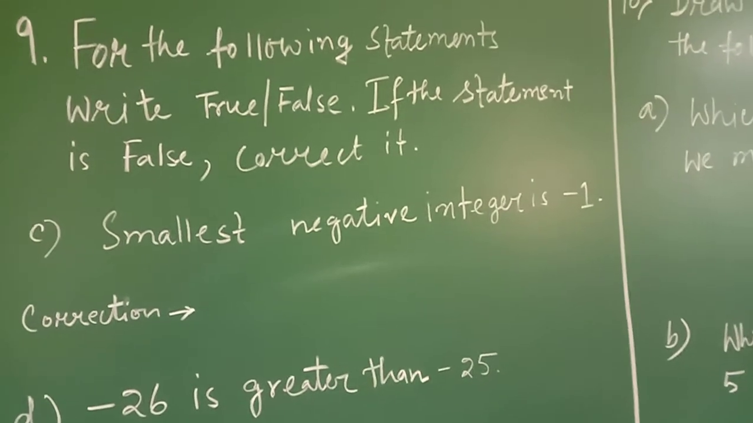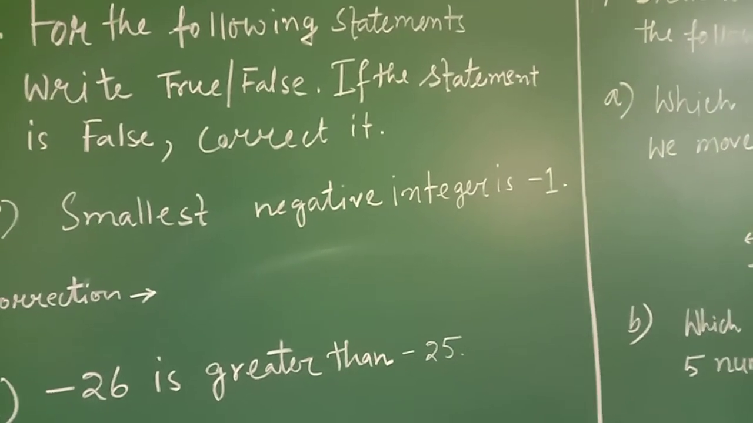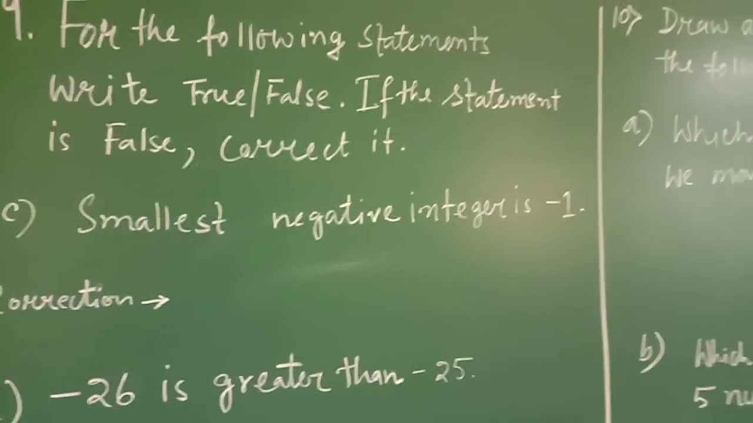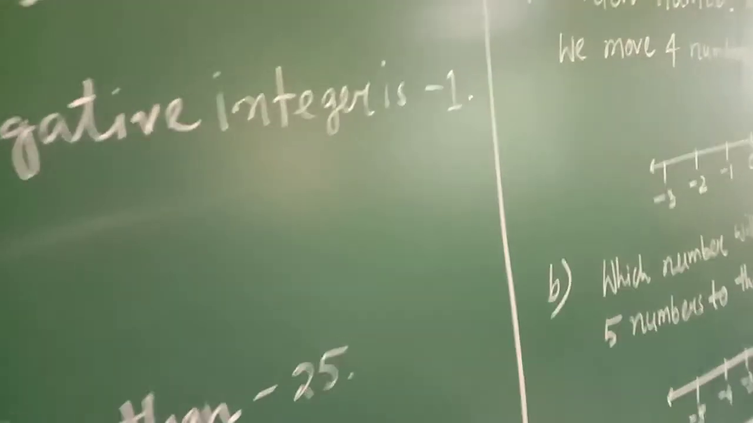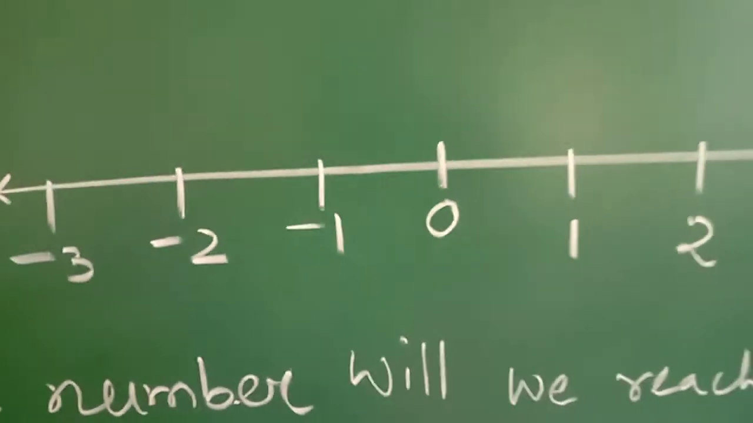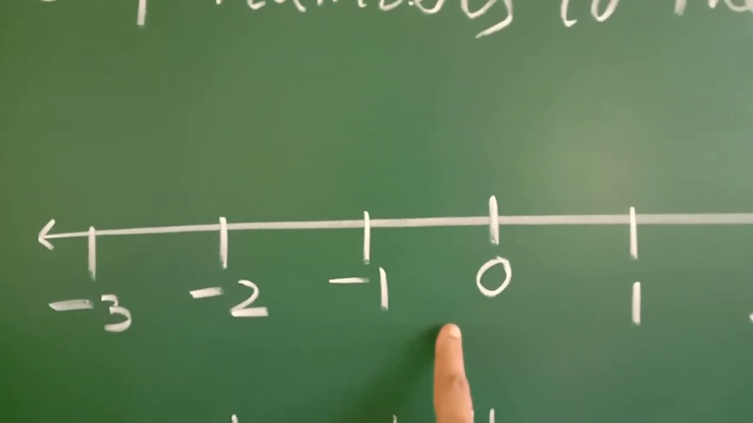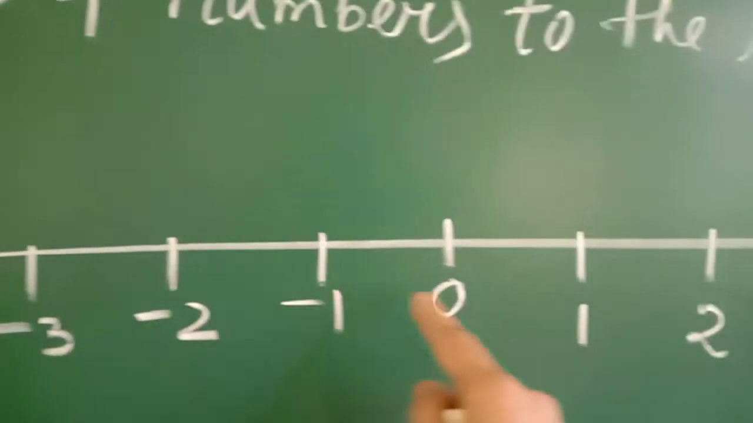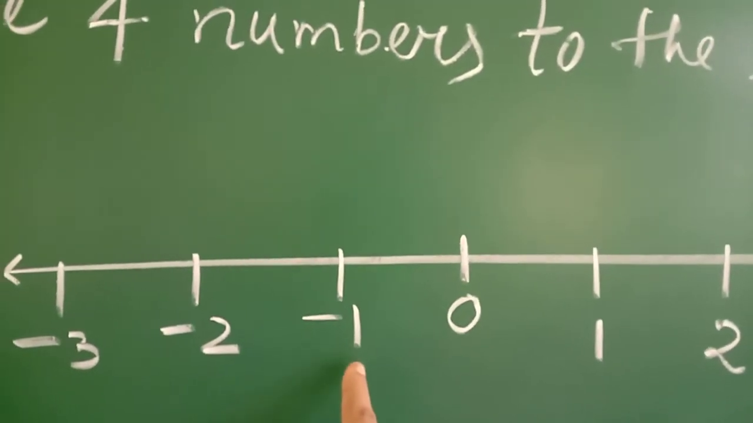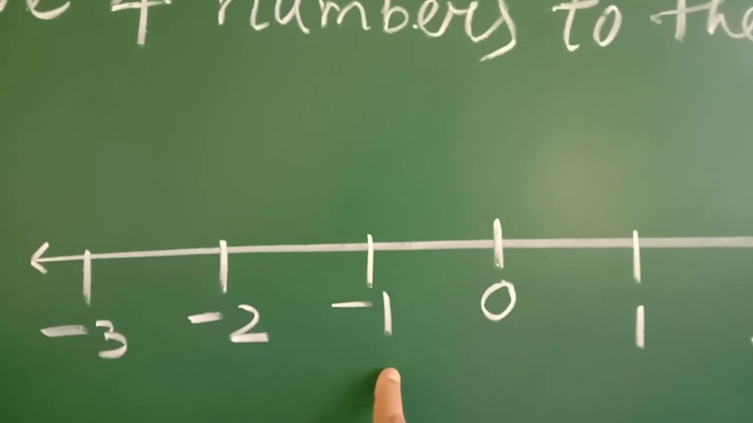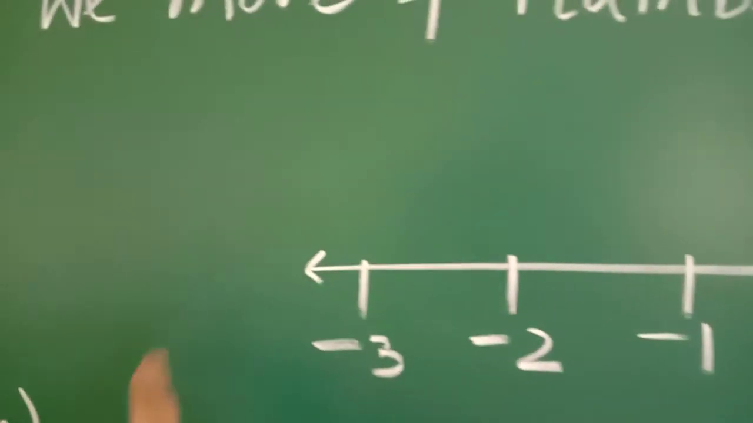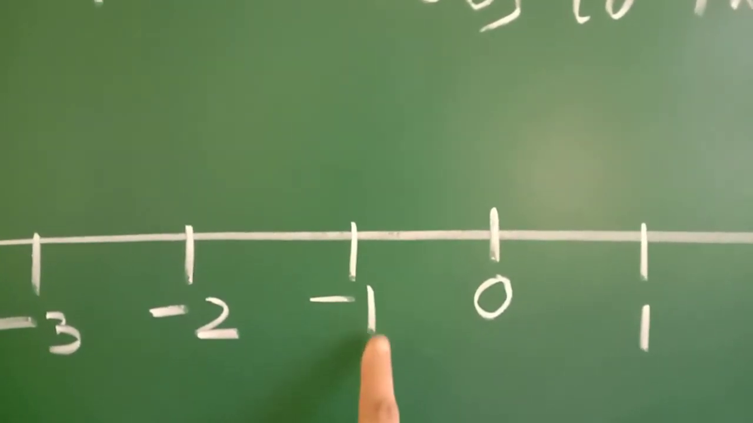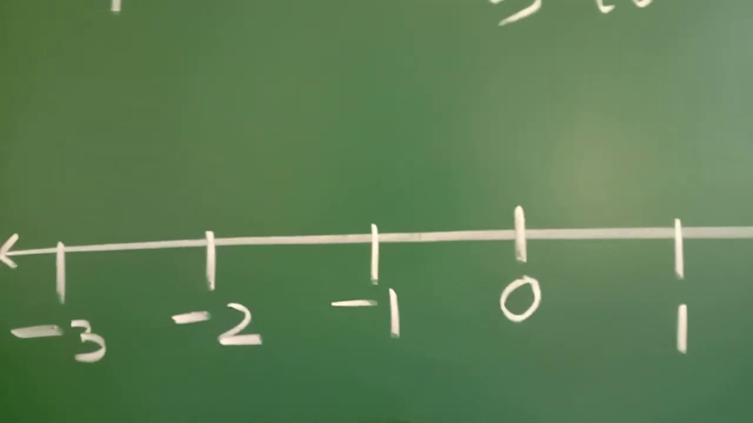The question is, smallest negative integer is -1. See the number line. I have drawn one number line here. You know that when we are going to the left side, numbers are smaller than the right side numbers. So can we say that -1 is the smallest number? Then where will -2, -3, so many minus numbers go? So -1 is not the smallest negative integer.